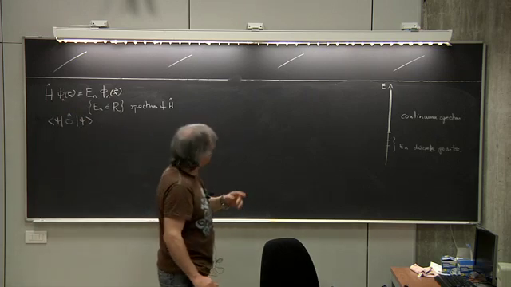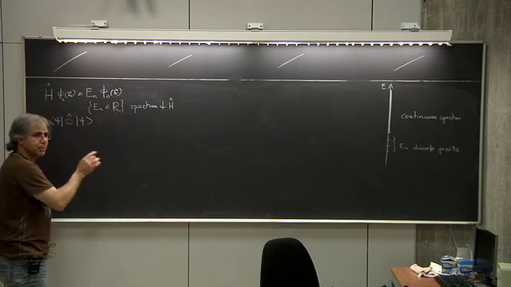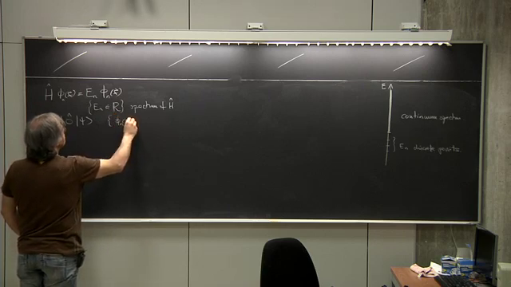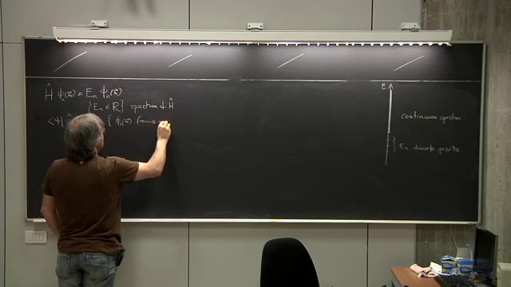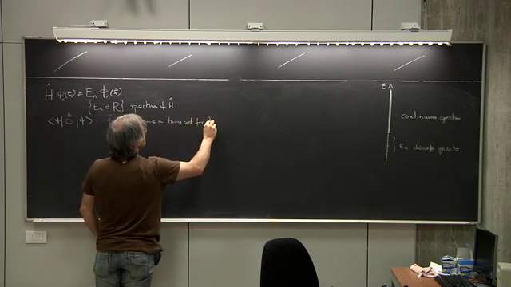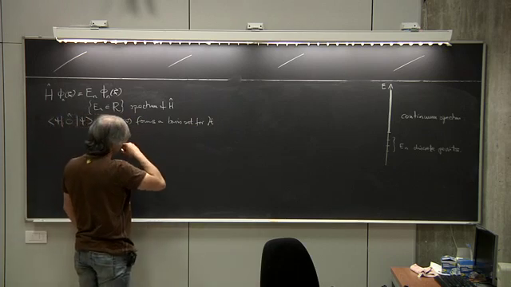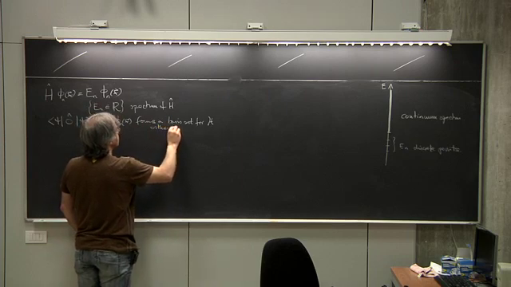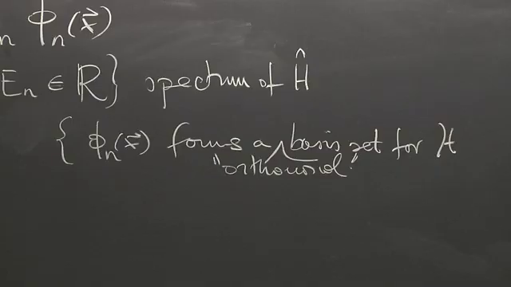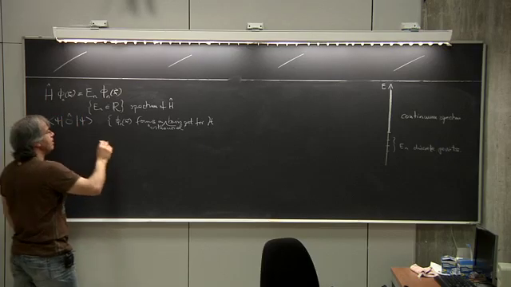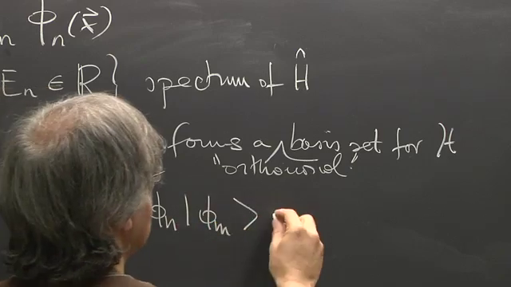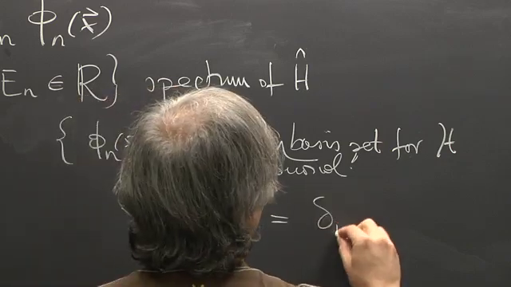Okay. By the way, another aspect of this theorem, which I'm not going to prove in any case, is that the set of all the states phi n of x forms a basis set for the Hilbert space H of the problem, okay, which can be made to be orthonormal. So in my loose notation with the n being some label, what I say is that the scalar product of two elements of the basis, phi n and phi m, is either 1 or 0, essentially. Okay? So delta n m.